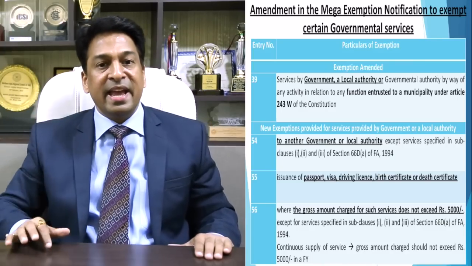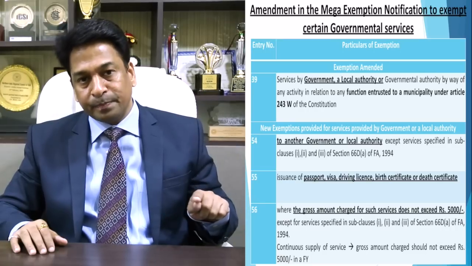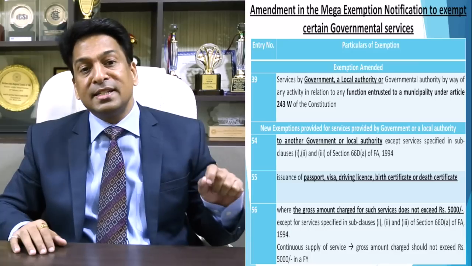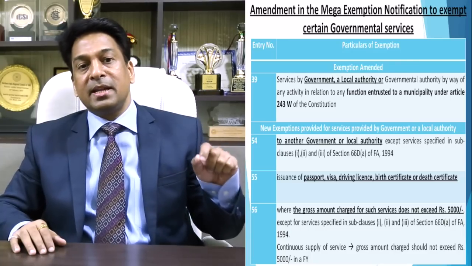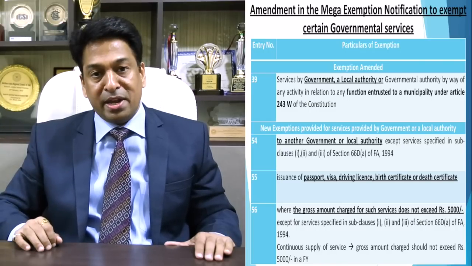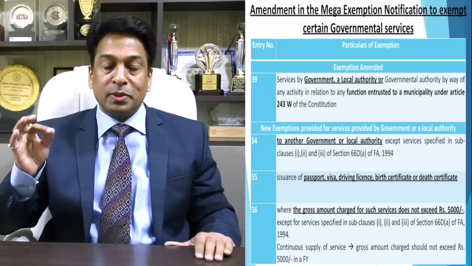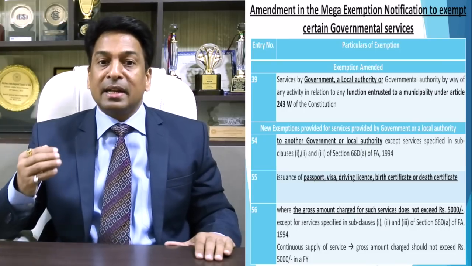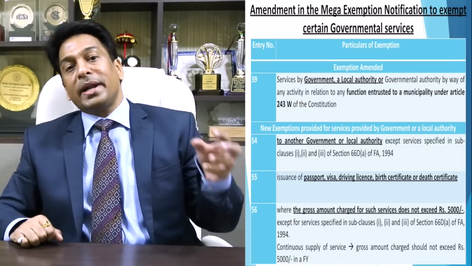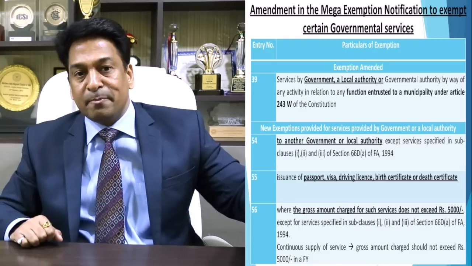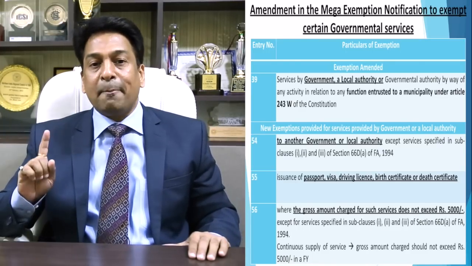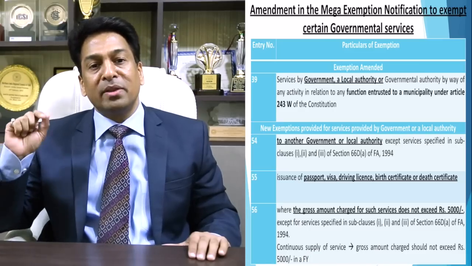Entry 39 says any service provided by government or local authority or governmental authority to perform a function entrusted to the municipality in terms of Article 243W of the Constitution of India. Entries 54 to 63 got inserted, which include any service provided by government or local authority to another government or local authority, which would be exempted except services specified under section 66D subclause (a) Roman 1 to Roman 3.